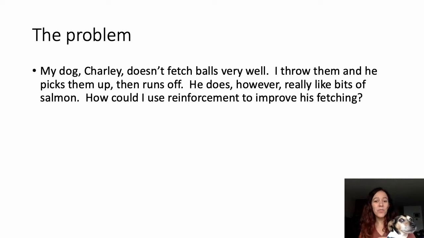I would like for him to fetch the ball. But he does really like bits of salmon. This guy goes nuts for salmon skin. He'll do anything to get it. So how could I use Charlie's love of salmon skin to increase his returning of the ball, or fetching, as us dog people like to call it? Pause here for a second. Think about what I could do with those salmon skins to get Charlie to bring me the tennis ball back. And then we'll move on. I'll pause for about 5 seconds to give you the opportunity to press pause before I show the answer.